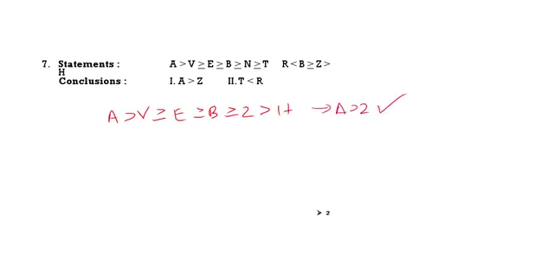First one follows. Second one, T less than R. R less than B, B greater than or equal to N, N greater than or equal to T. So therefore, there is no common symbol between R and T. Therefore, T less than R does not follow. Only the first one follows. See the next question.